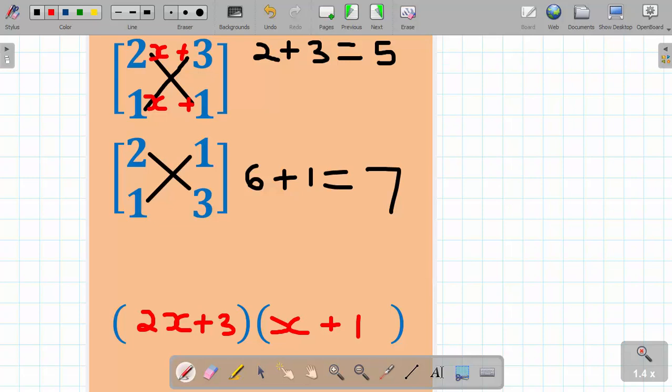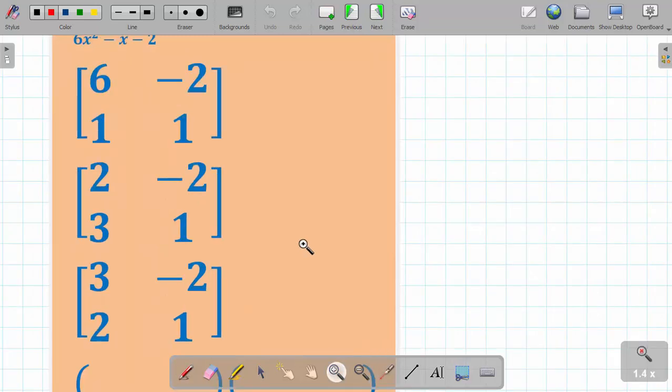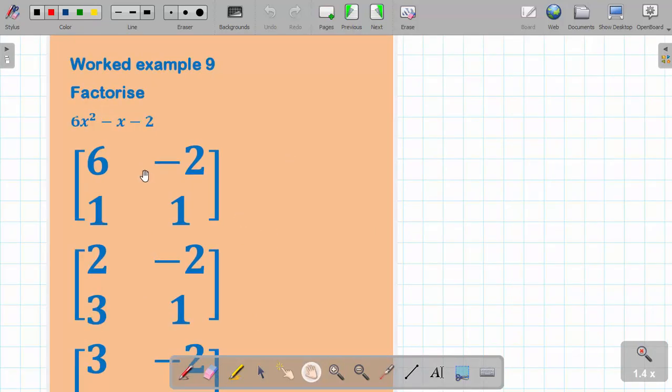Don't you think you are comfortable now, or you want another example? What do you say? Okay, the last example. Here they say factorize 6x squared minus x minus 2. Now the 6 here is what you see here, the negative 2 is what you see here. Let us multiply. 6 times 1 is 6, negative 2 times 1 is negative 2.